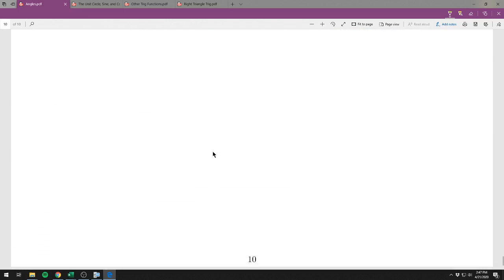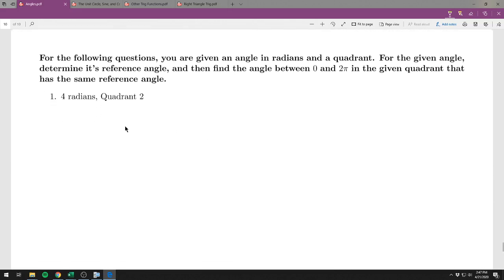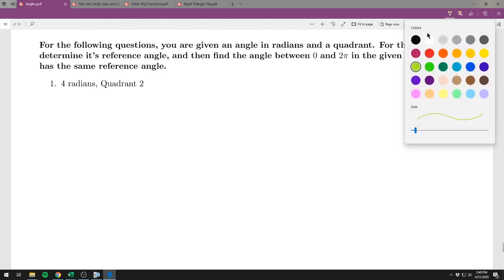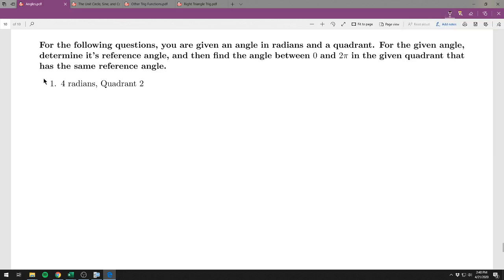Right, so I've got two problems here that are like the ones we dealt with at the end. So for the following questions, you are given an angle in radians and a quadrant. For the given angle, determine its reference angle. Then find the angle between 0 and pi over 2 in the given quadrant that has that same reference angle. All right, so we want the reference angle for 4 radians. And it really seems so weird to write just 4 without that degree symbol because there's no pi there, but that's just it.